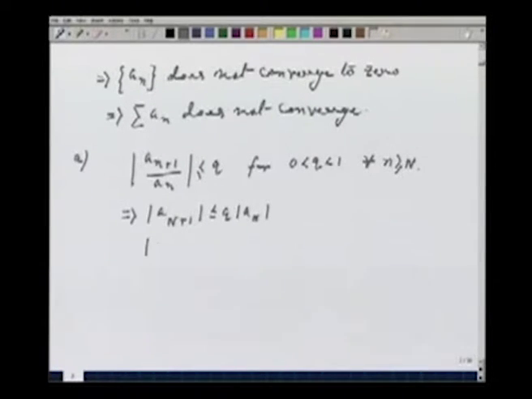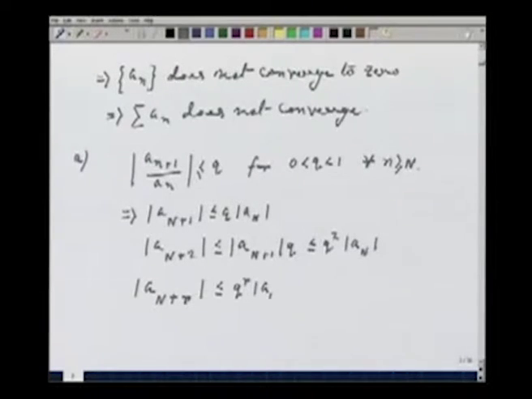And also modulus a_(N+2), I can look at that, that is less than or equal to modulus of a_(N+1) times q, which is further less than or equal to q squared times mod a_N. This way I will get finally that mod a_(N+r) is less than or equal to q to the power r times mod a_N. Okay, this is true for all r strictly bigger than 1.